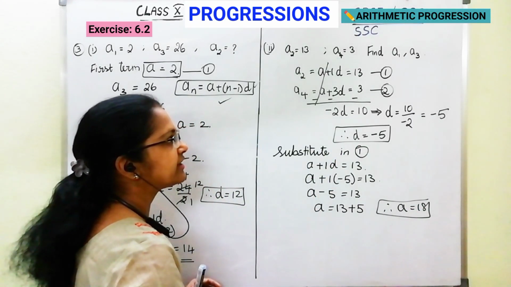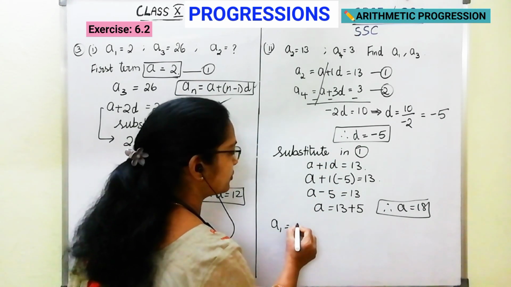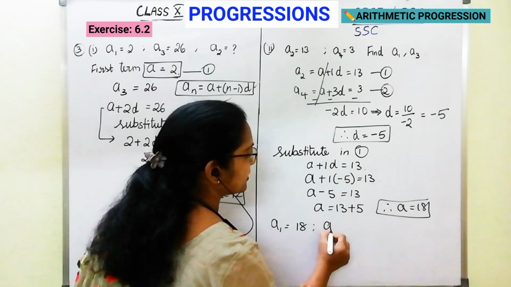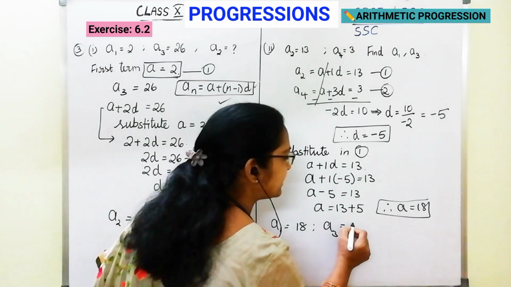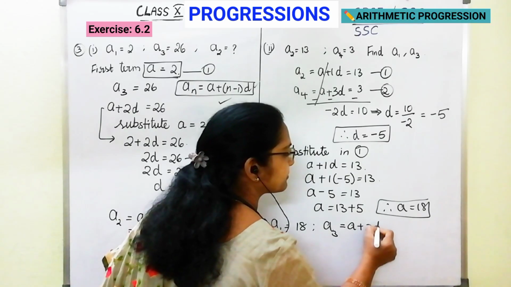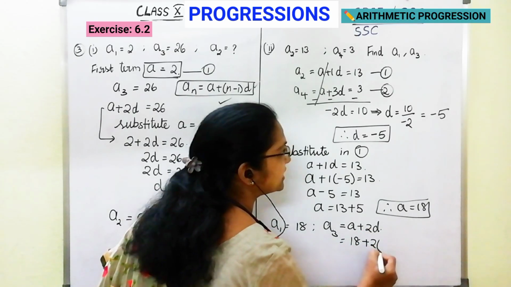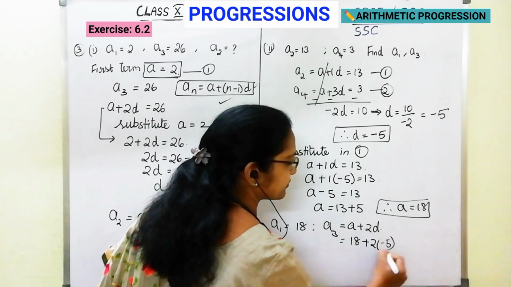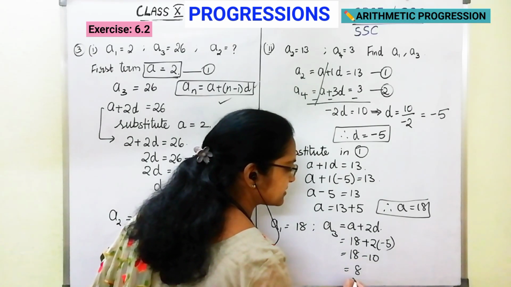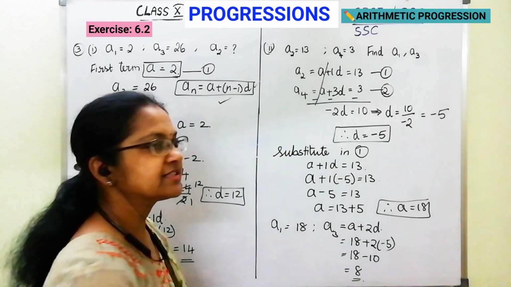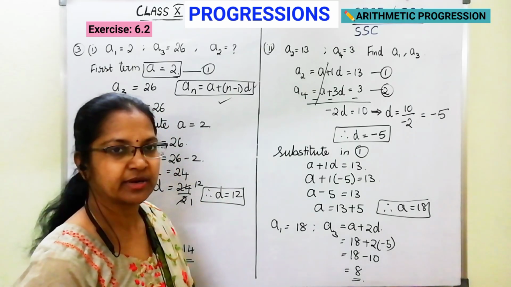Now D and A both are ready. A1 is equal to 18. And what is A3? A3 according to the formula is A plus 2D. A is 18, D is minus 5. So it will be 18 minus 10. Answer is 8. It is that easy if we do it in a step-by-step process.